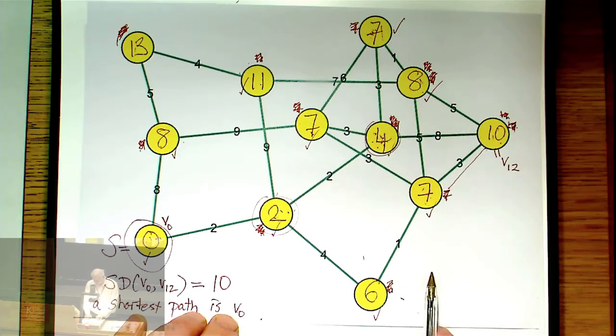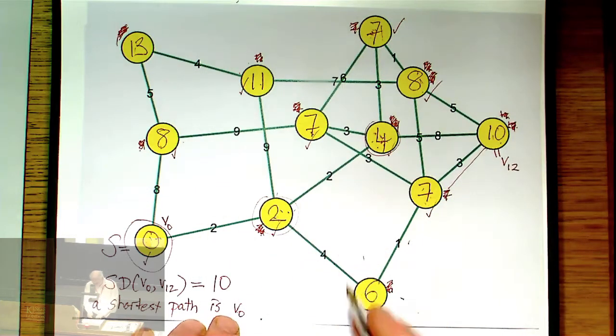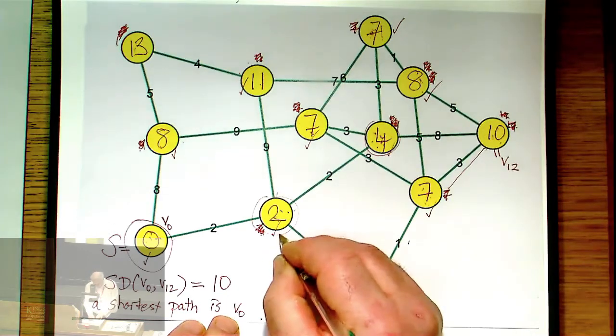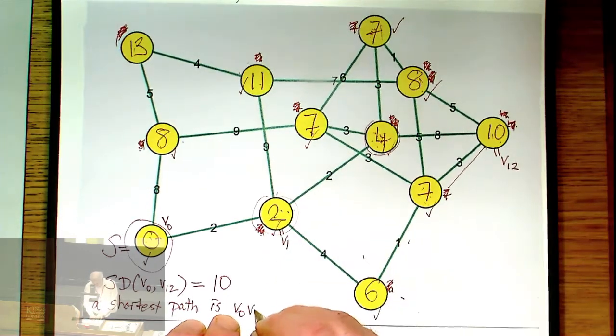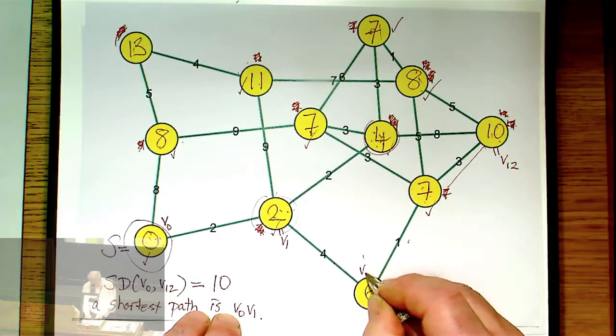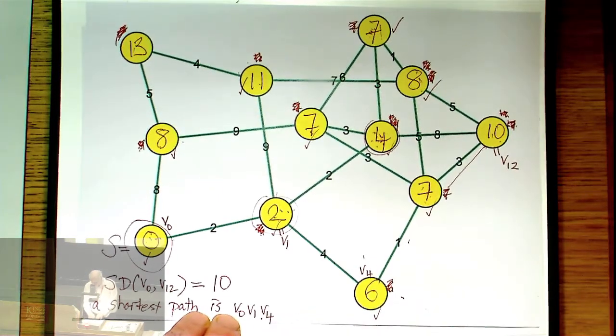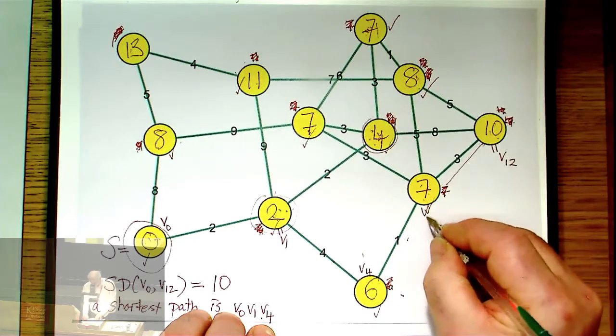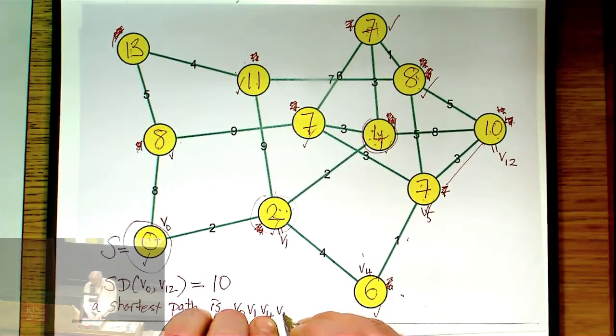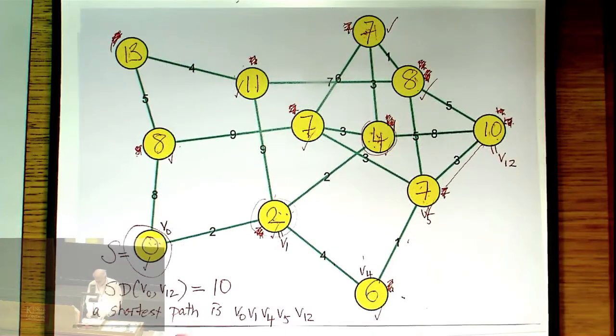And the 7 came from the 6. So is it 2 plus 4 plus 5? That's 7 plus 3 is 10. Yes, so it went from V0. Well, I don't have numbers here, do I? Let's call this V1. Maybe this is V4. I don't know. V5. V12.